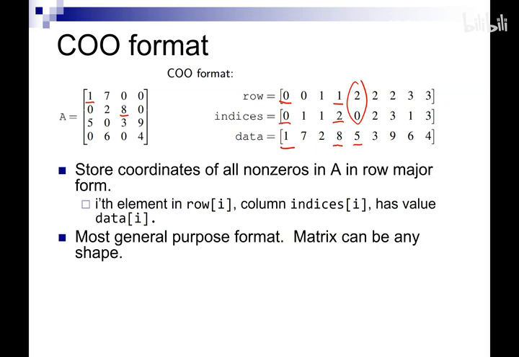So this is a completely general purpose format, because it doesn't care where the non-zeros are. For the diagonal format, we wanted the non-zeros to be on the diagonals. For the ELL format, you wanted the rows to be the same length. But for the COO format, you completely don't care where the non-zeros are.